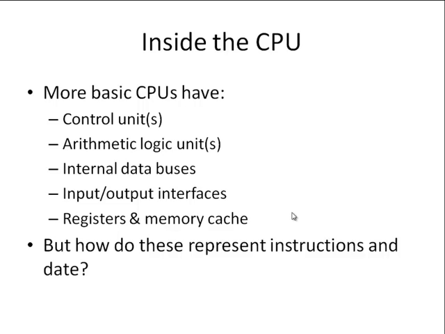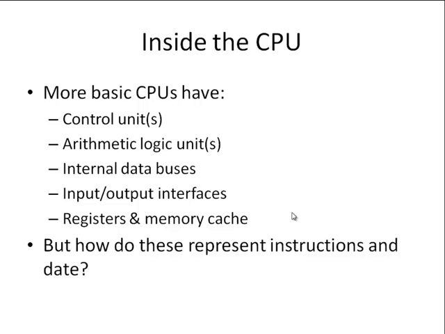So inside the CPU, we do have a range of different components and pieces. We have a control unit, or control units, and arithmetic logic units. These are going to do adding, subtracting, and a number of other operations. Some internal data buses pass data around inside the chip, then input-output interfaces, and some registers and memory cache, so places to store numbers and data that we're working with. This is not just for system on a chip designs, this is basically all CPUs. We'll have these basic components.